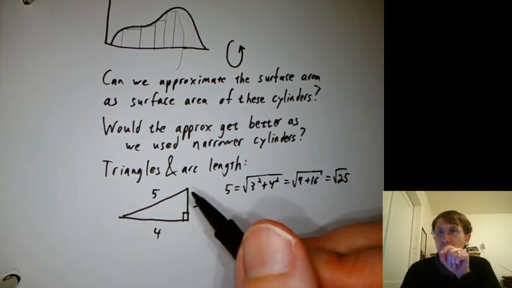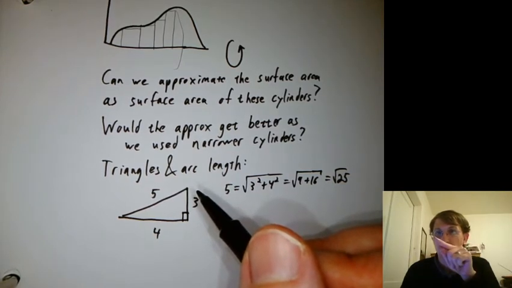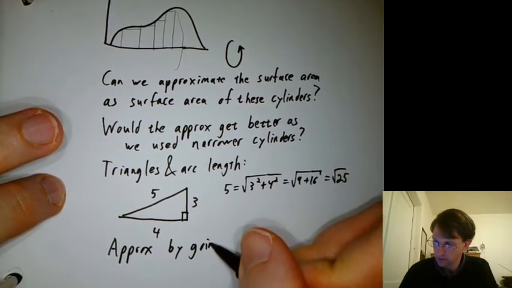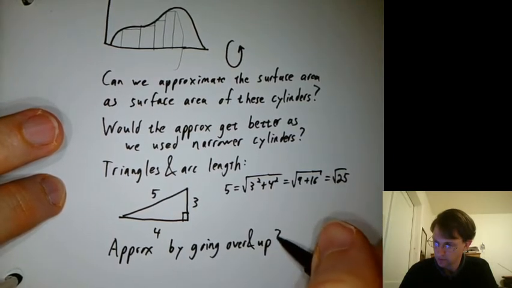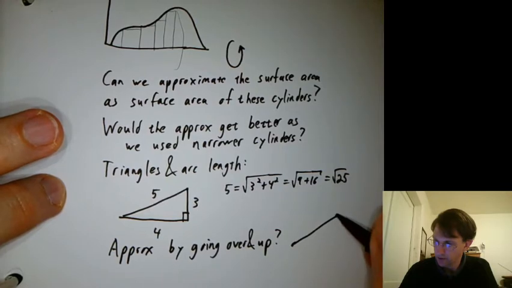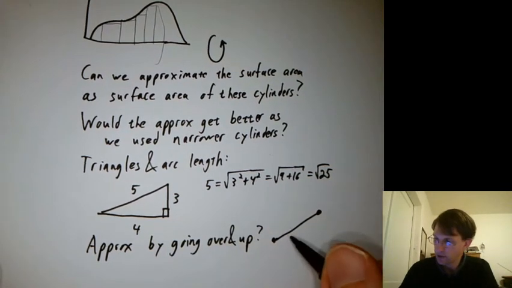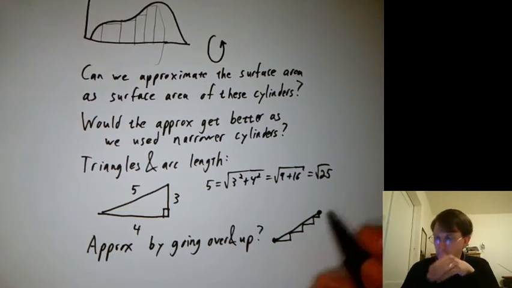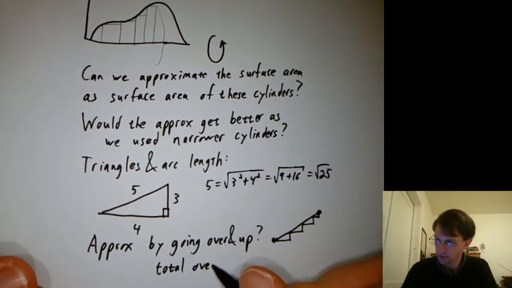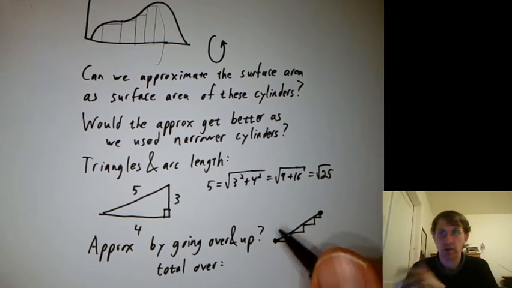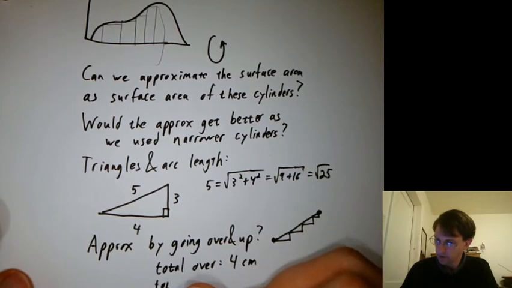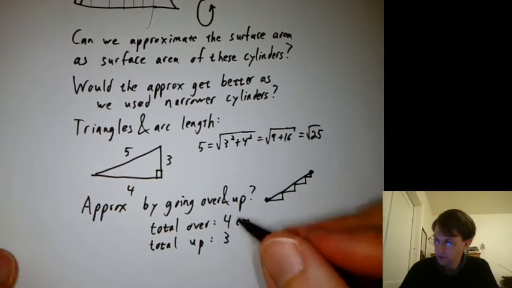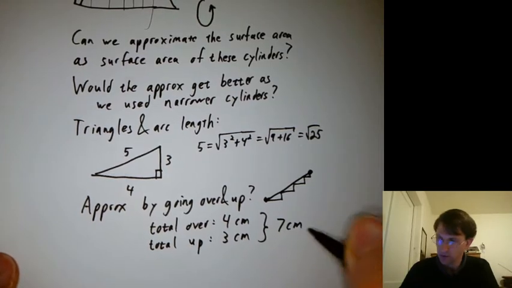All right, so what if I wanted to approximate that arc length by going over and up, over and up? So if I have that total length of 5, but I try to approximate it by going over and up and over and up and over and up, how far over did I go? Well, I went 4 centimeters or whatever over. What's my total distance going up? Well, I did it in little jumps, but overall I went 3 centimeters up. So I get 7 centimeters.